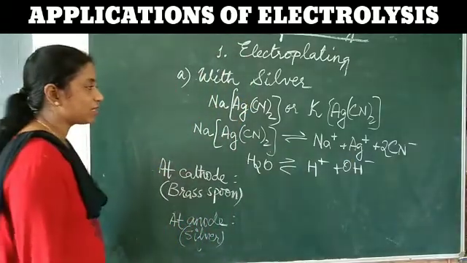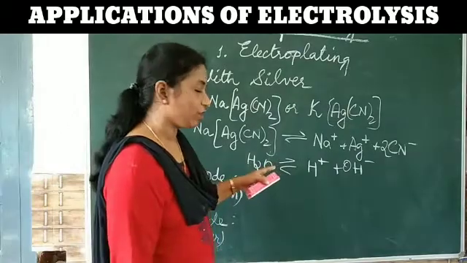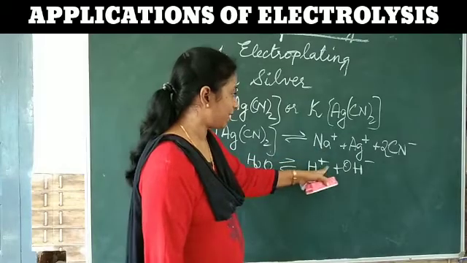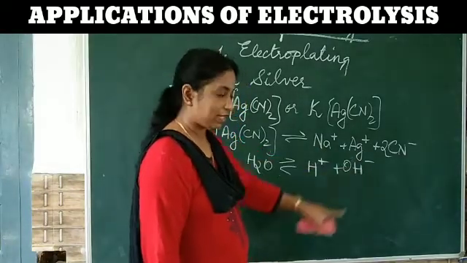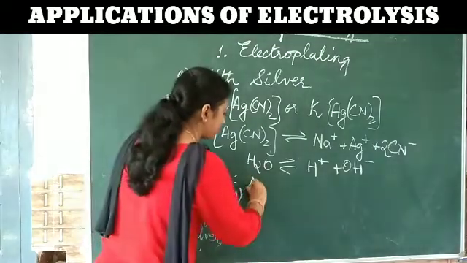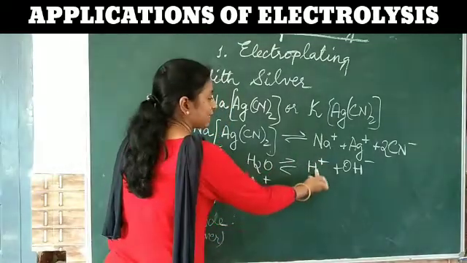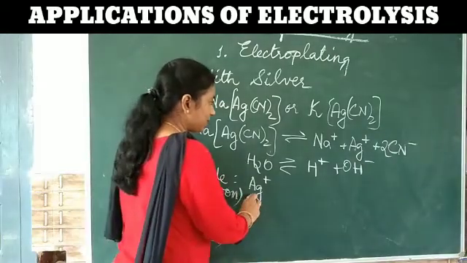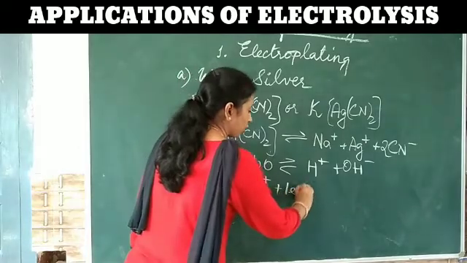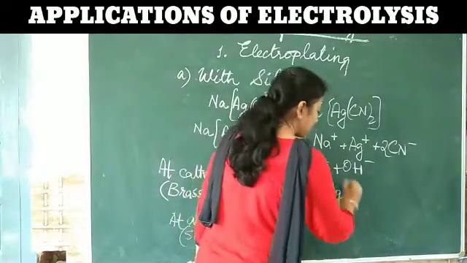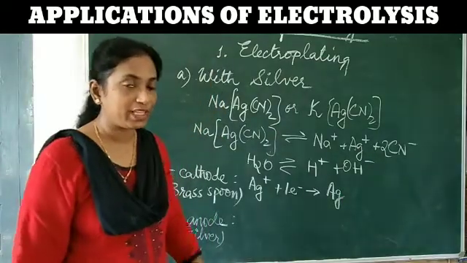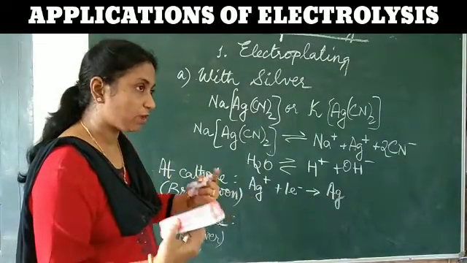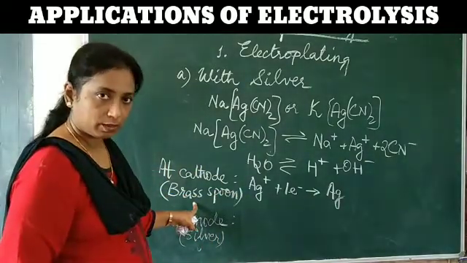And who will get discharged? Depending upon the relative position in the electrochemical series, Na plus is right on top, then H plus, then Ag plus. So Ag plus is down, so Ag plus will get discharged first, and Na plus and H plus will be called spectator ions. Yes. So Ag plus will take up one electron and become Ag. Ag is a silvery white metal. Silvery white metal will get deposited where? On the cathode. On the cathode means on what? On the brass spoon. Okay.